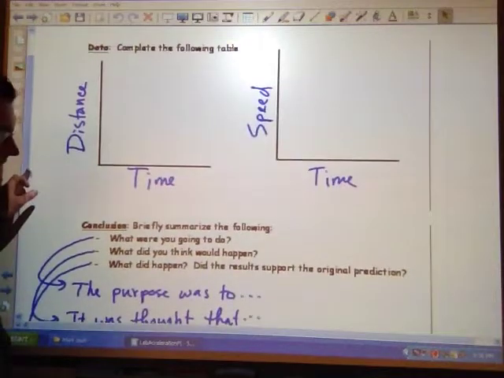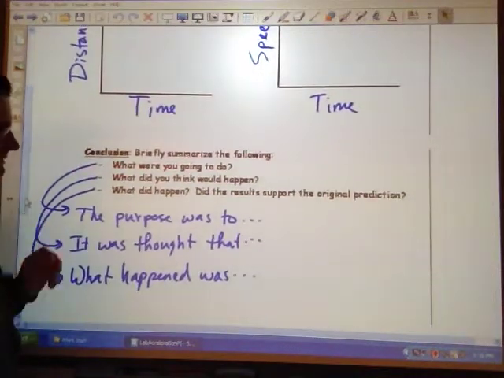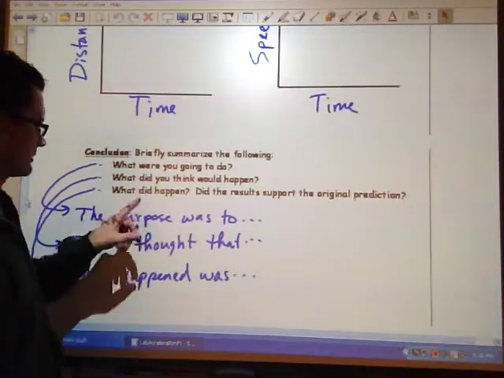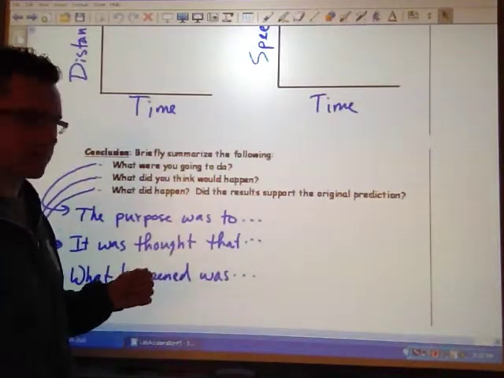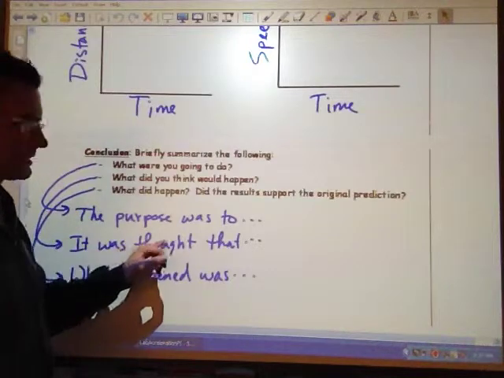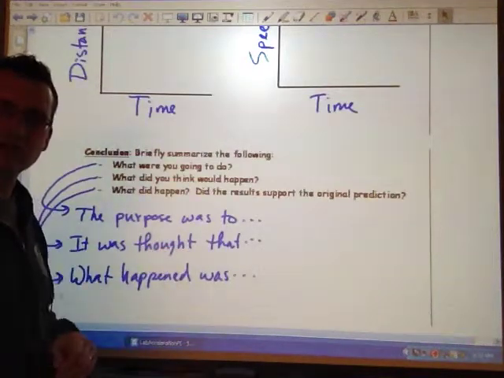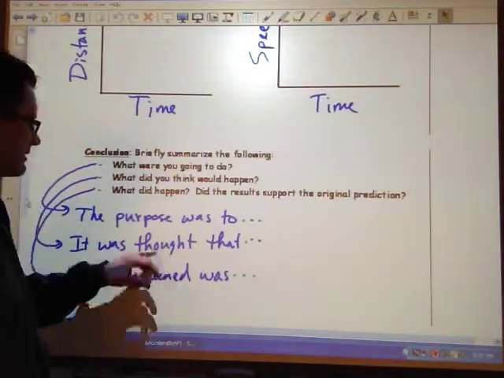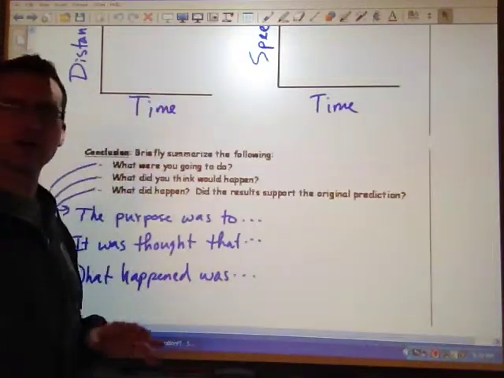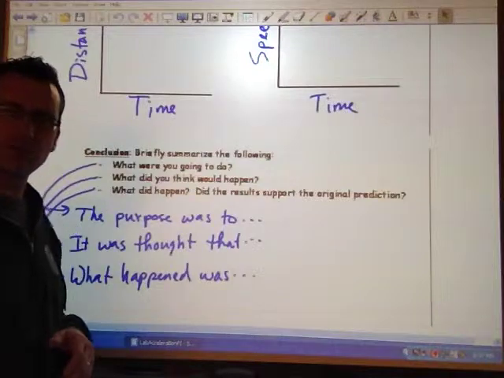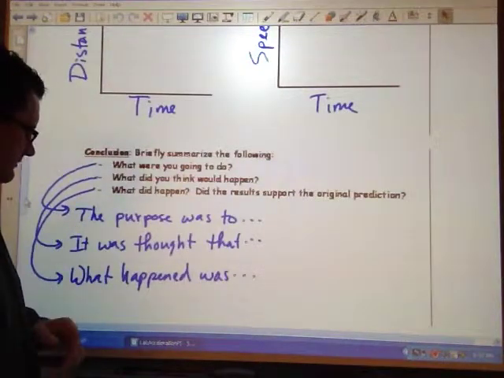Were your predictions right? Then of course, as usual, in the conclusion, the purpose was to, well, you can go back and look at the purpose. You could describe the two shapes of the graphs that you thought would happen. Then of course what did happen, you'll likely talk a little bit about what happened up here. Was it close to what you thought it would be, or is it completely different?